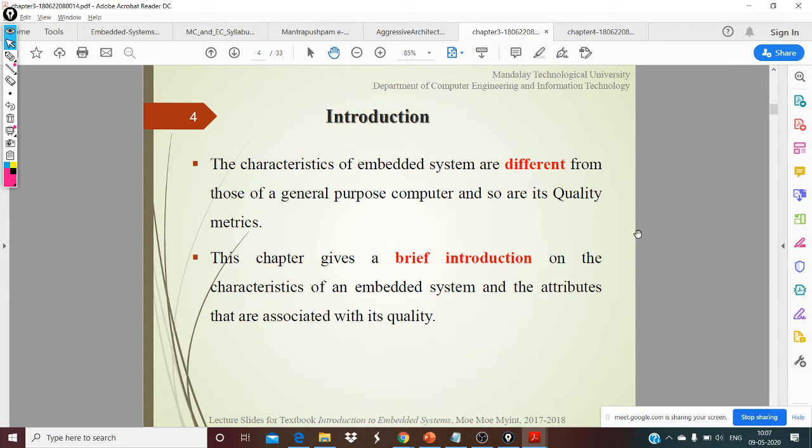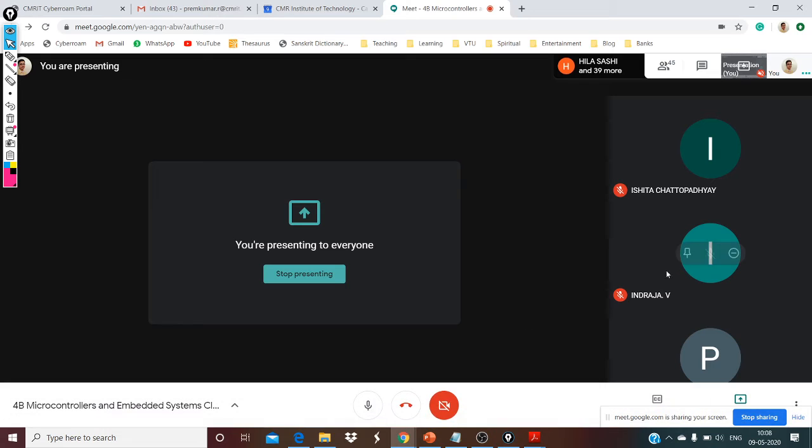Okay, so coming to the introduction. The characteristics of embedded systems are different from those of general purpose computers, and so are their quality metrics. We covered this briefly in the introduction to embedded systems in the beginning of module 3. I just want one or two of you to share with the rest of us how these embedded systems are different. Can we have somebody discuss this, or should I pick some names?